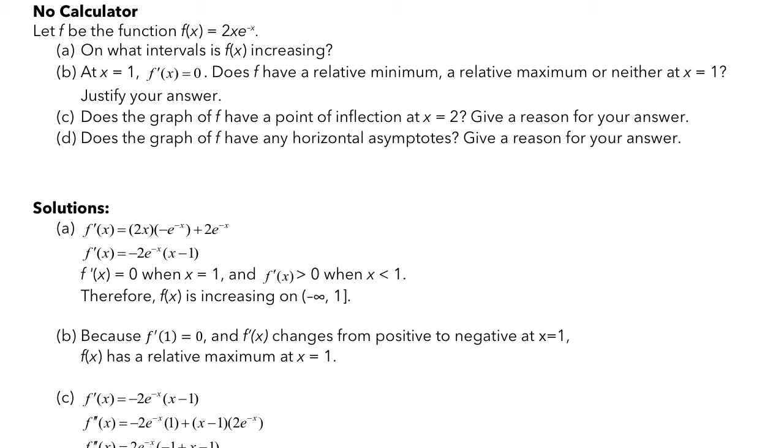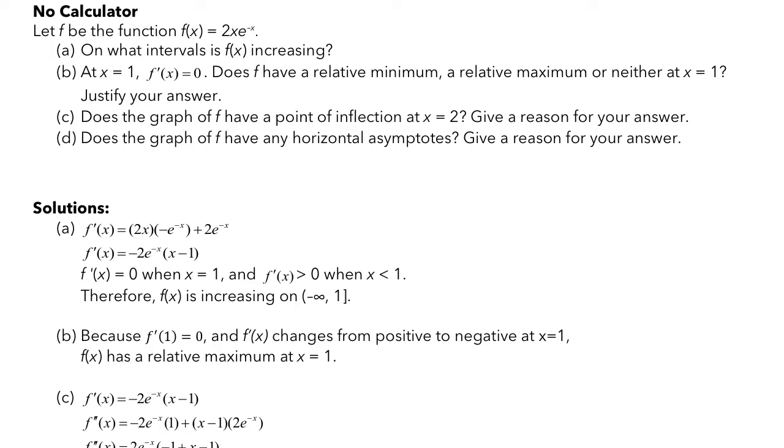Okay, letter B. At x equals 1, f prime is 0. We just did that. Oh man, we should have looked at B first. Does f have a min, max, or neither? Oh, so we just say f has a max because the derivative changes from positive to negative at 1, or min because the opposite, or neither because the derivative doesn't change sign.